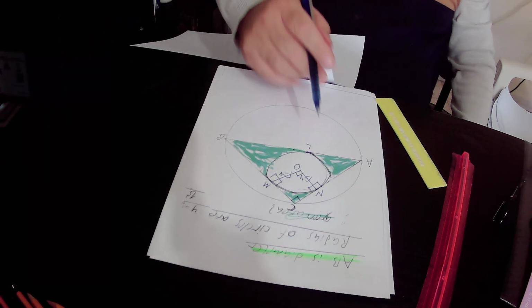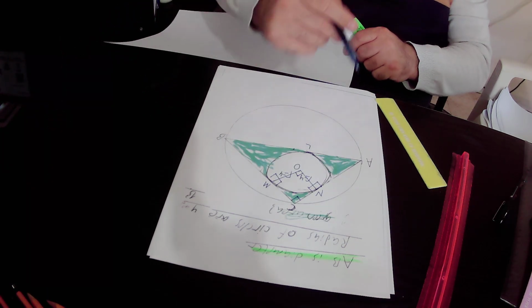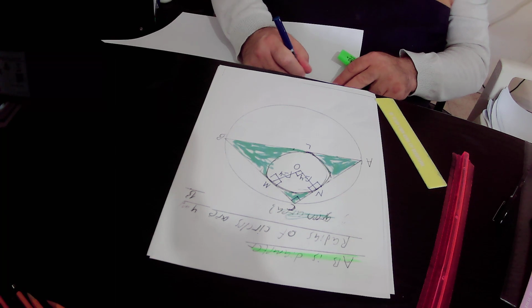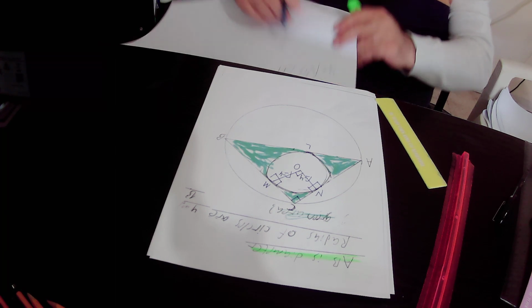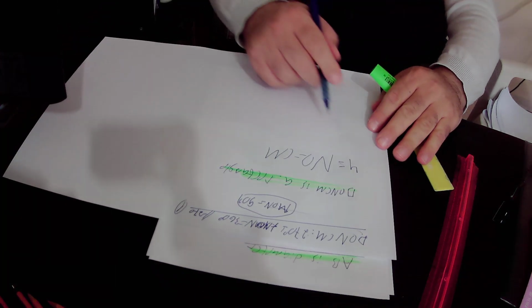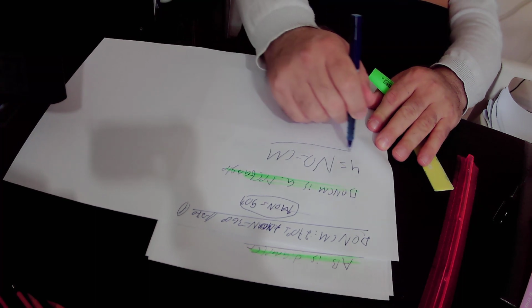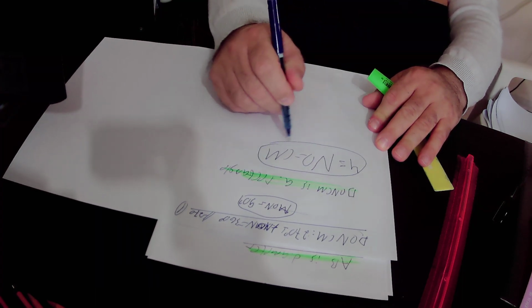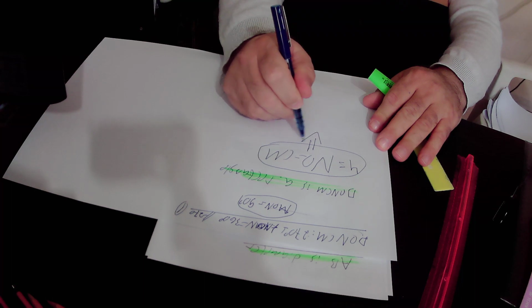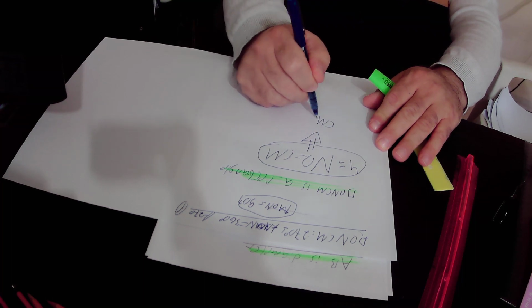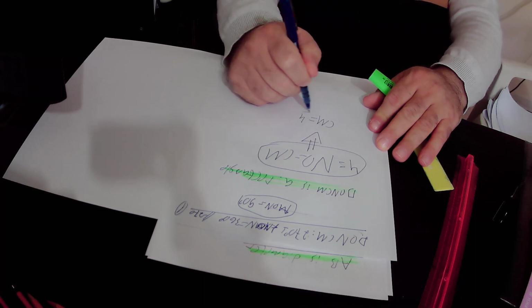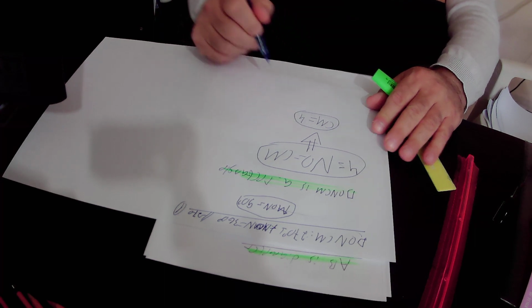But we have already found out that NO equals 4 units. It is the radius of the small circle. So we can write here that NO equals 4. And from this equation, 4 equals NO equals CM, we will derive that CM is also equal to 4 units. Okay?